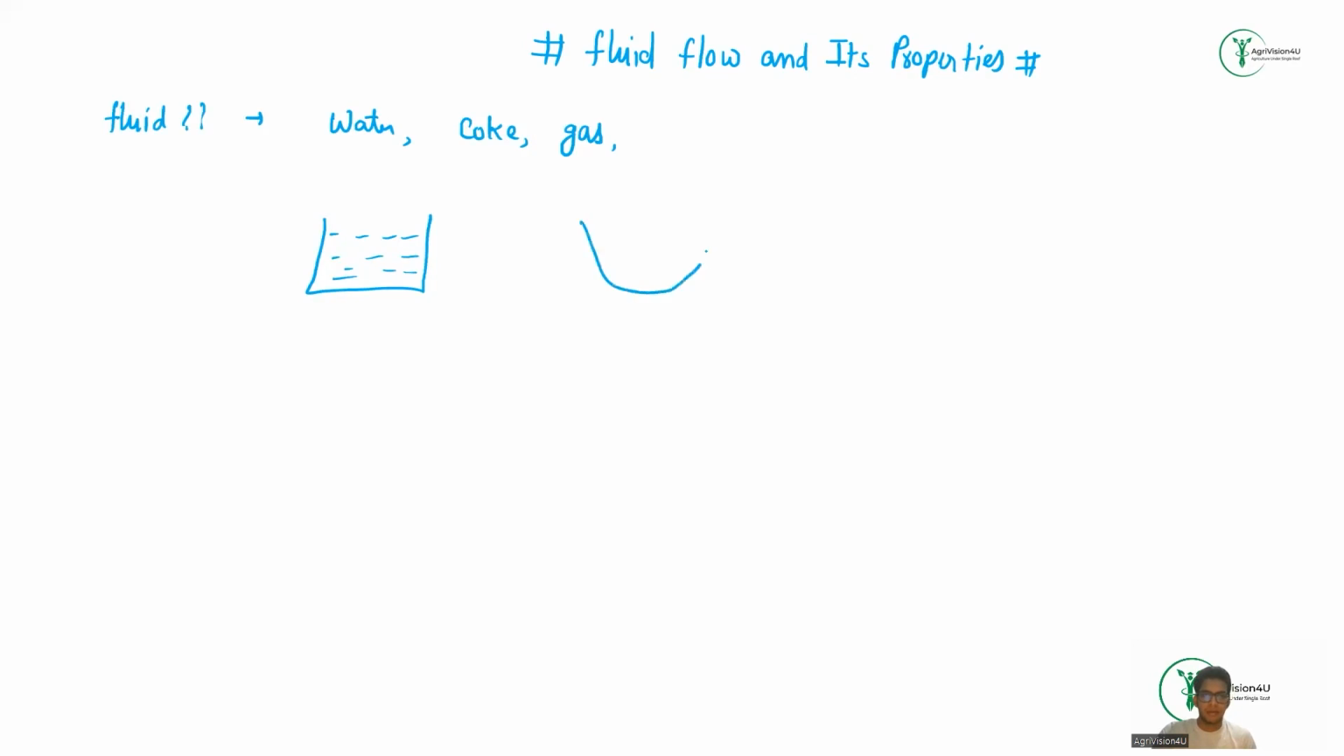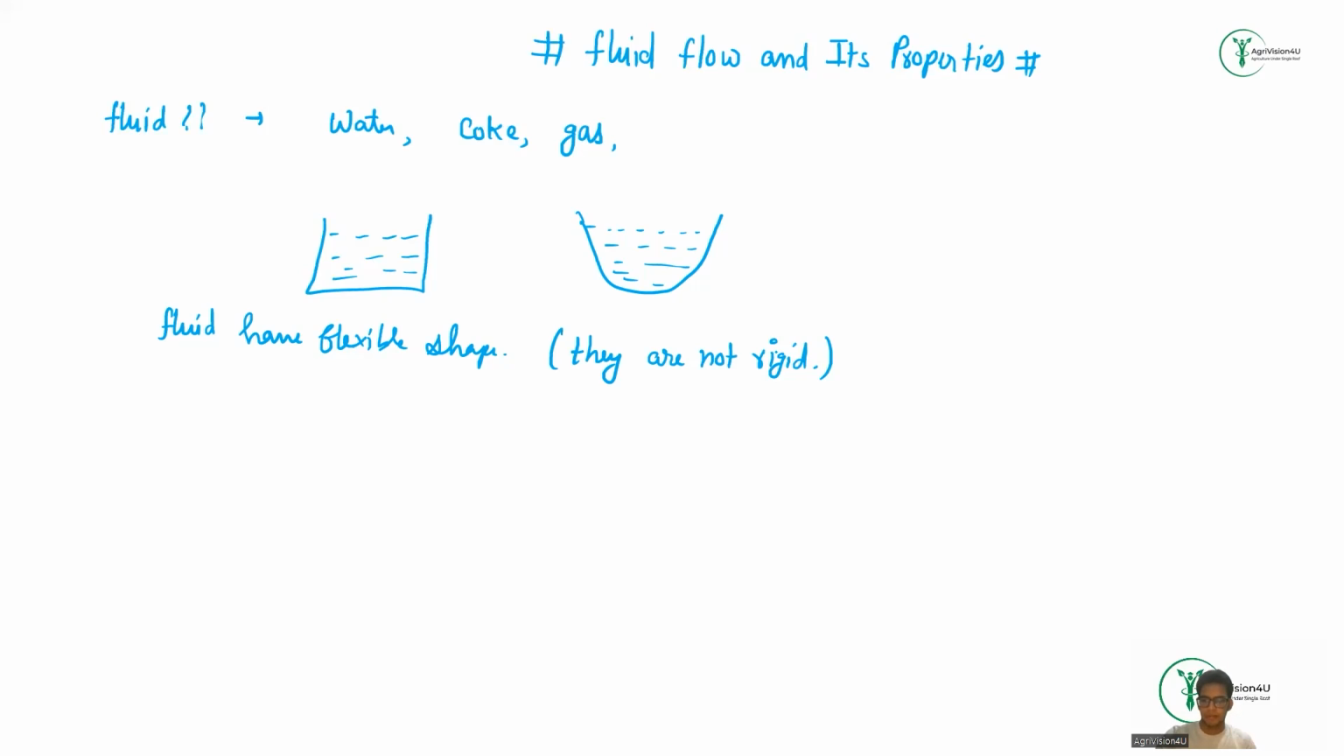If you put water in a round shape bowl, it will take the shape of the bowl. So, which indicates that the fluid has a flexible shape. Correct? That means they are not rigid. Clear? Is it clear?